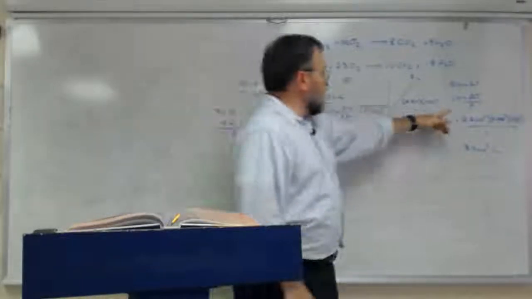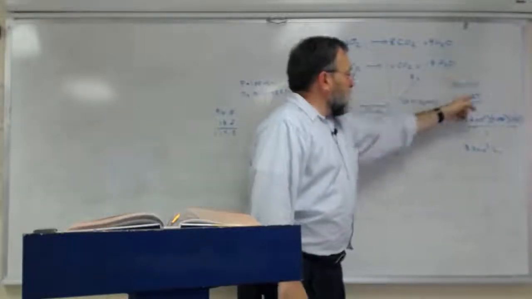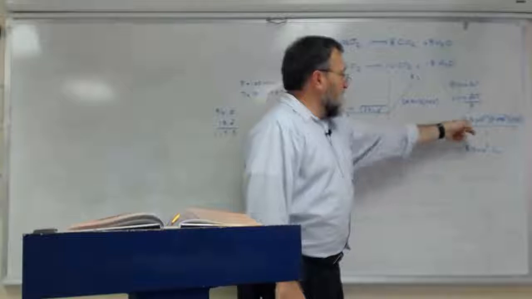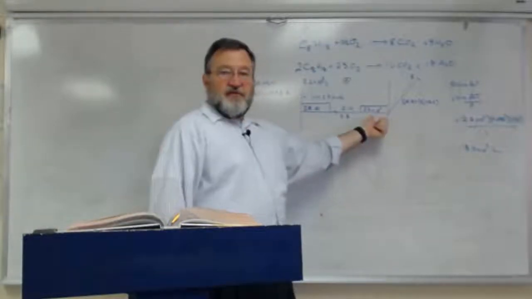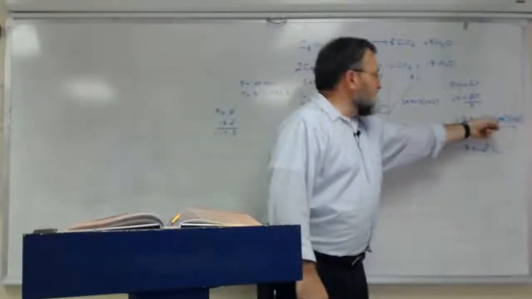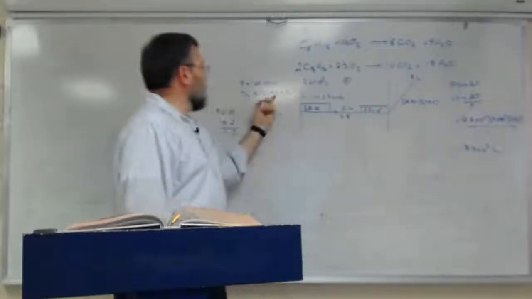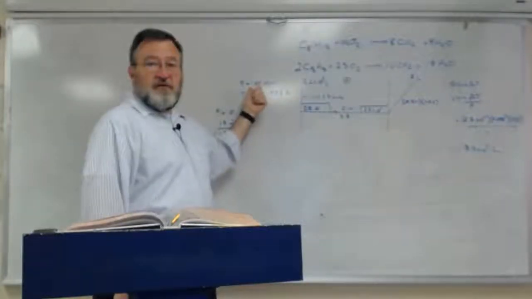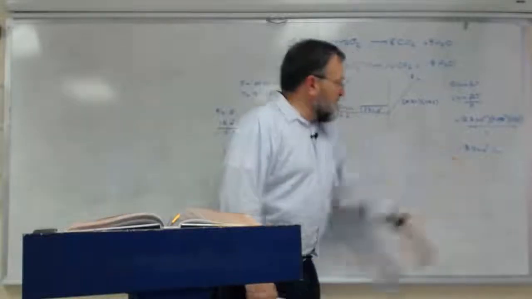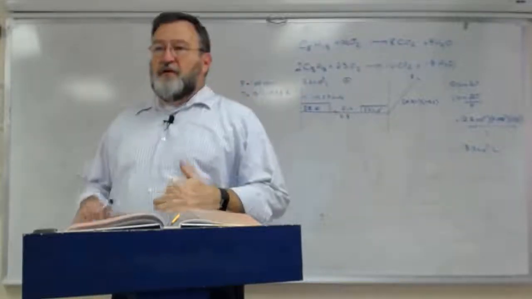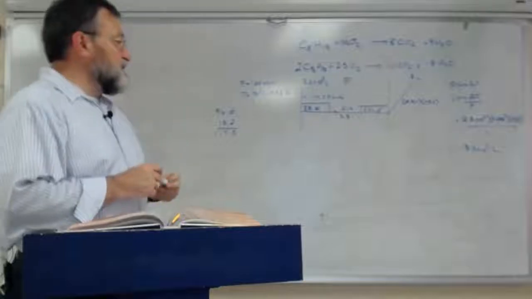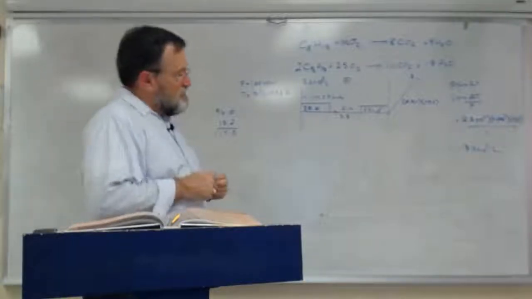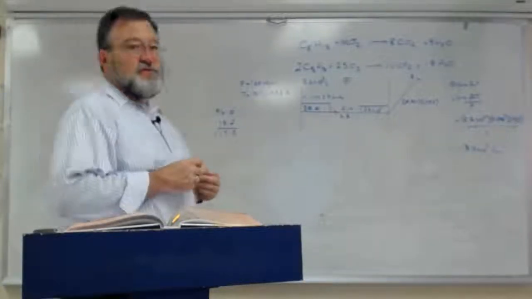Rearranging, what would be the volume of that? I'm rearranging this for volume. My n, that's the 2.2 times 10 to the second. My R is standard, my temperature, 453, divided by the pressure, it's at 1 atmosphere. So 8.2 times 10 to the third liters. 8,200 liters.